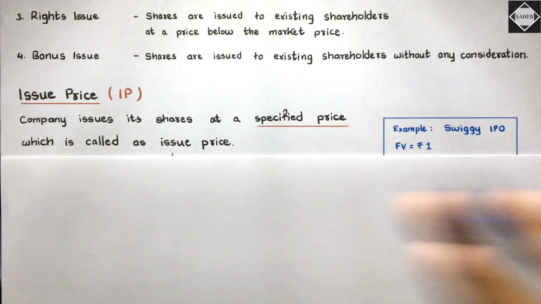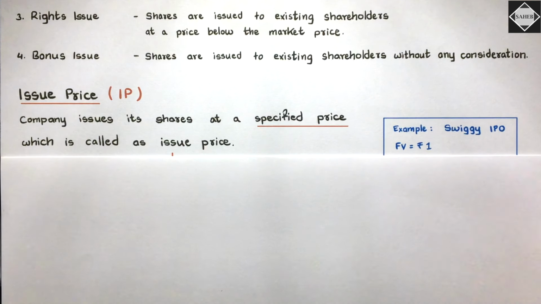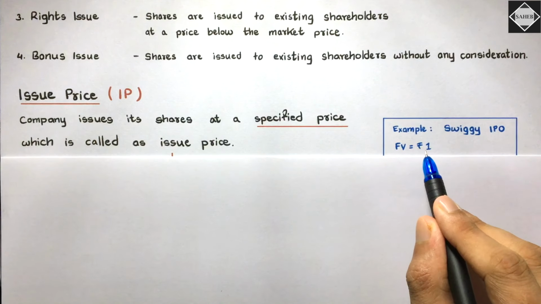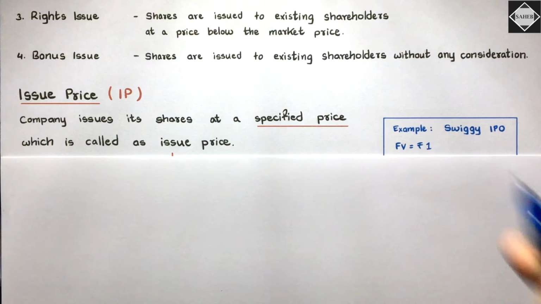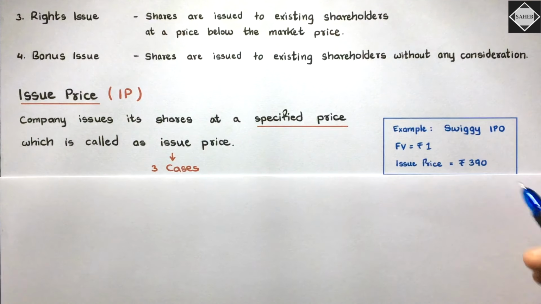So see here, a company issues its shares at a specified price, which is called the issue price. Simple. For example, you can see the Swiggy IPO. You know what's the face value of Swiggy? Their share face value is 1 rupee, which they set when they started the company. Then when they went for IPO in 2024, do you know what the issue price was? Their issue price was 390 rupees.